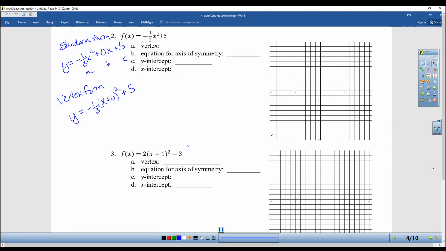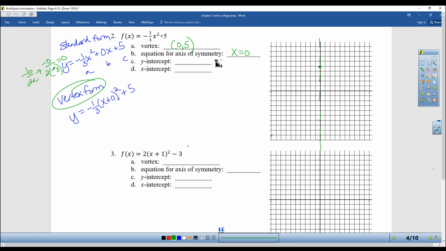So you have to ask yourself, which one's easier for you? Well, for me, vertex form is always easier. So I look at this and I say, oh, it's going to be over 0 and up 5. The vertex is at 0, 5. If you had automatically assumed it was standard form and thought of negative B over 2A, it still would have given you negative 0 over 2 times negative 1/3, which is complicated, but 0 divided by anything is 0. So you still would have gotten 0 for the vertex. It doesn't matter, I'm just giving you options. The equation for the axis of symmetry then is x is equal to 0. It's always going to be right in line with the vertex.